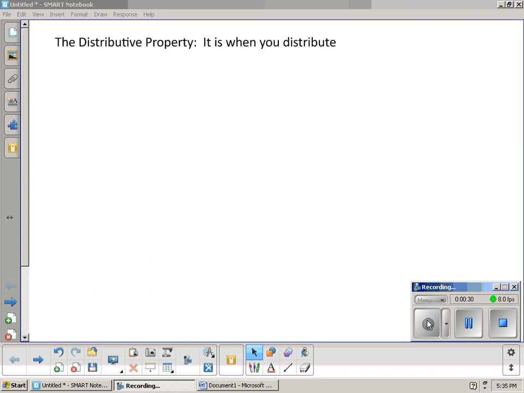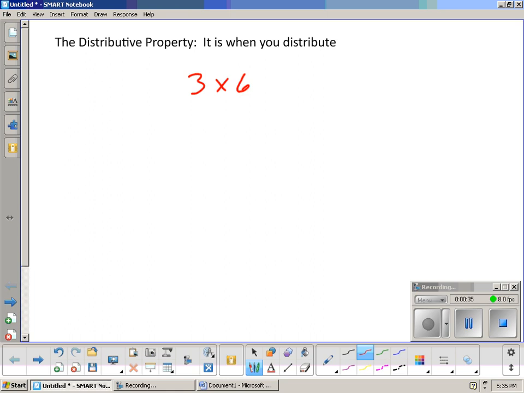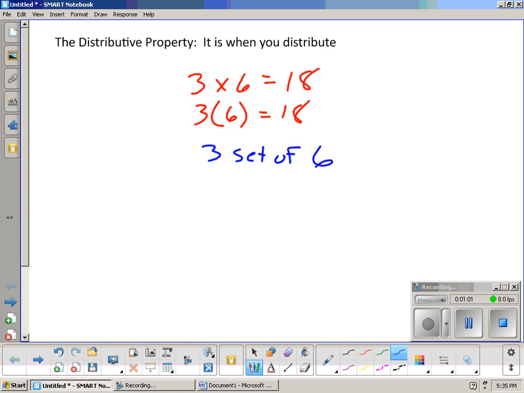So I'm going to start with this. We all know that 3 times 6 equals 18, right? And I also could write it as 3 parentheses 6. When the 3's next to the parentheses, that's the same thing as a multiplication problem, right? So now, if you remember from second grade or whenever you started to learn multiplication, this is 3 sets of 6, right? And you could write it as 6 plus 6 plus 6 equals 18, correct? You guys cool with that? Great.